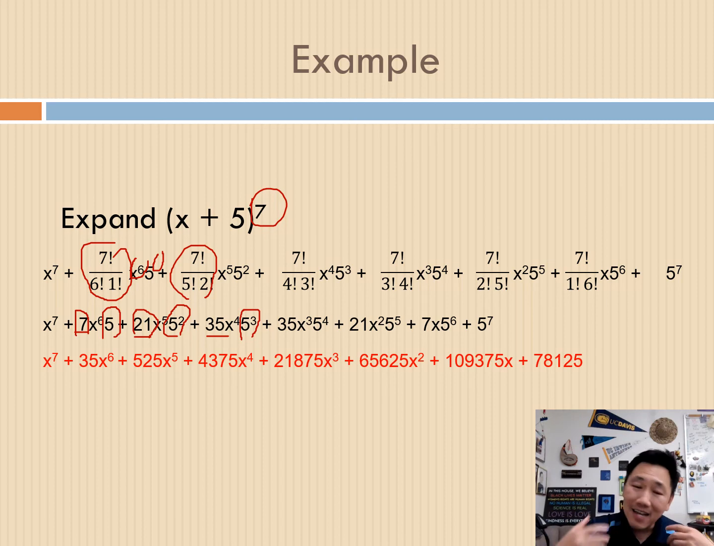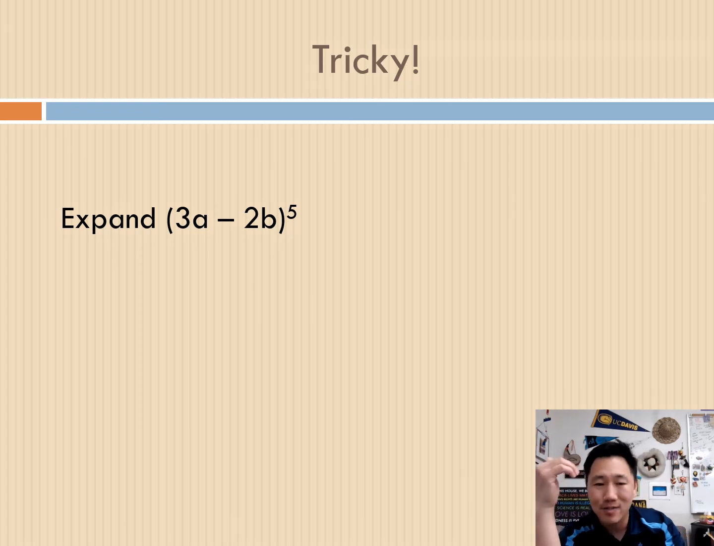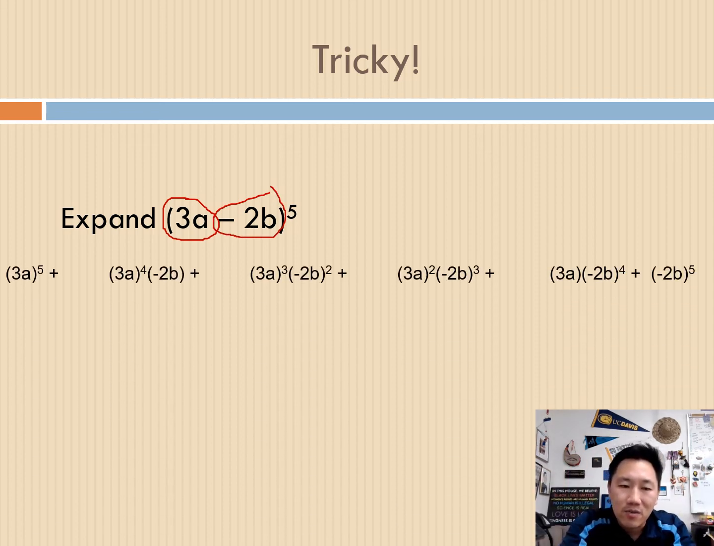All right, it's kind of cool. Instead of superfoiling x plus 5, x plus 5, x plus 5, x plus 5, now we have this neat little shortcut way to do the problem. All right, this one is a tricky one because it has both numbers and letters in it. So you have a 3a and you have a negative 2b. So you want to treat this as one thing and this as another thing, like your x and your y. Here it is. The 3a started off with 3a to the 5th power.